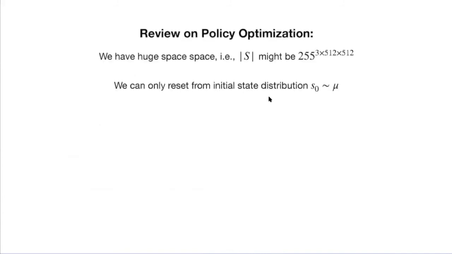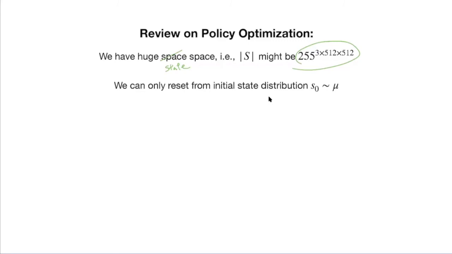So why were we interested in policy optimization in the first place? Because we were interested in solving problems where we have a huge state space. For instance, if each state is an image with 3 channels, where each channel is 512 times 512, the total number of states in this video game is that big, right? Because every pixel has values from 0 to 255, and now you have 3 times 512 times 512 many pixels. So that's a really big state space.